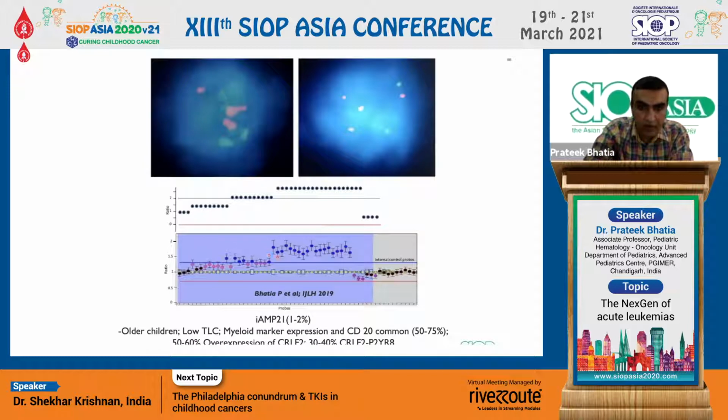This is the iAMP21. We had also defined the iAMP21 lesion on MLPA, wherein we found that it shows a characteristic step ladder pattern. If you look, you have amplification of the RUNX1 gene region followed by a terminal deletion, which is characteristic of iAMP21 and correlates very well with the FISH clustering which is seen.